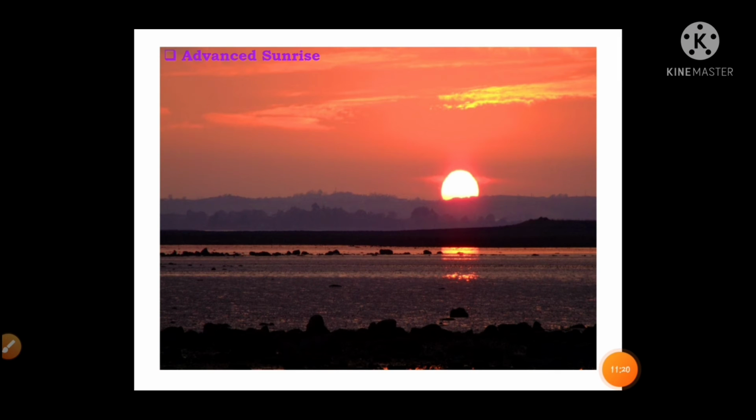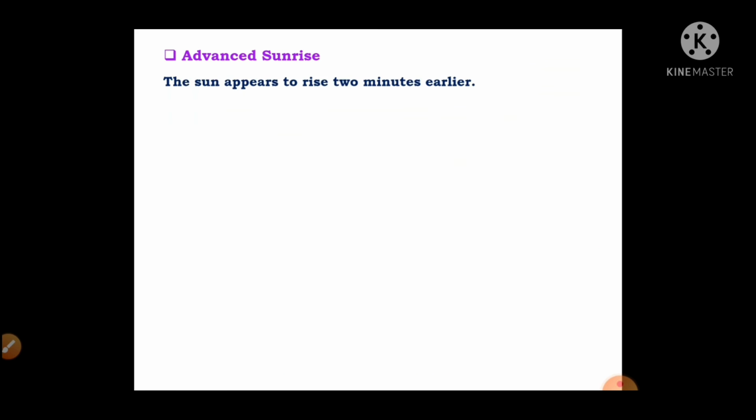Now we will move to another topic, that is sunrise and sunset. Advanced sunrise and advanced sunset. This is a picture of sunrise, but it is called advanced sunrise. Why? Let us understand the concept. Why is it called advanced sunrise? The sun appeared to rise 2 minutes earlier.